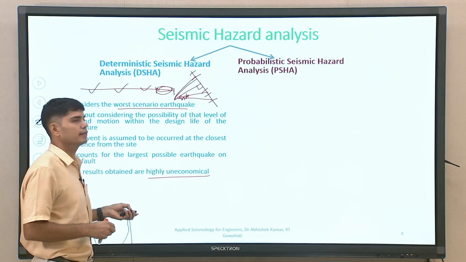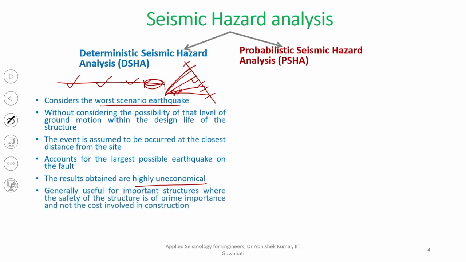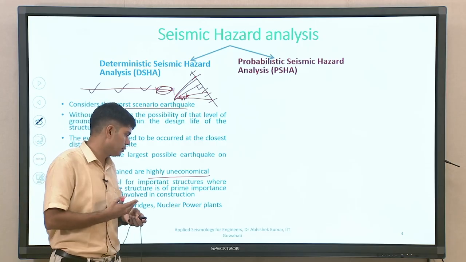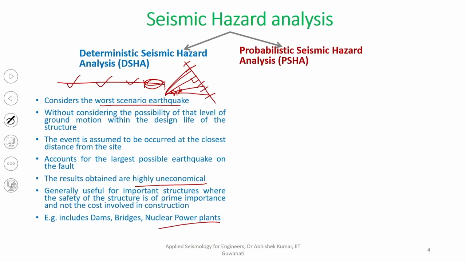All these indicate that the outcomes of deterministic seismic hazard analysis are highly uneconomical. That is the reason one can use those design parameters from deterministic hazard analysis in the construction of important structures, where the safety of the structure is of prime importance. Examples are nuclear power plants, dams and bridges, where the failure of a dam, a bridge or a nuclear power plant can be catastrophic in nature. We cannot take a chance that such facilities should fail, primarily the nuclear power plant, because there will be a radiation leak and a lot of devastation.